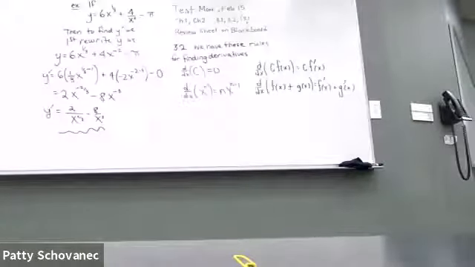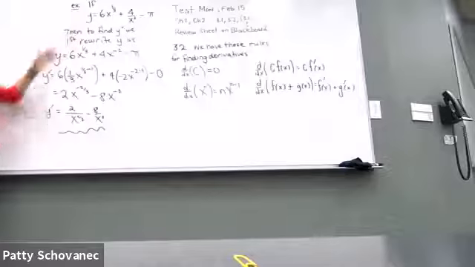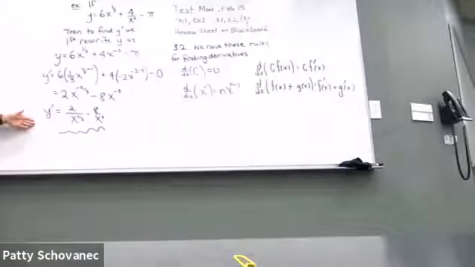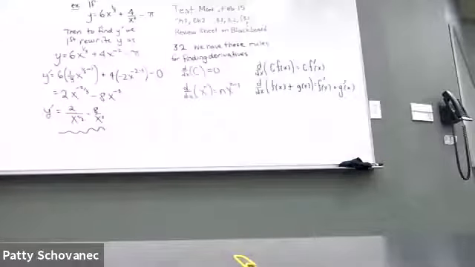So for instance, if I wanted to know what is the slope of the tangent line to this graph when x is 1, well, then I can go down here and put a 1 in for x, and I would get 2 minus 8 is a negative 6. Okay.